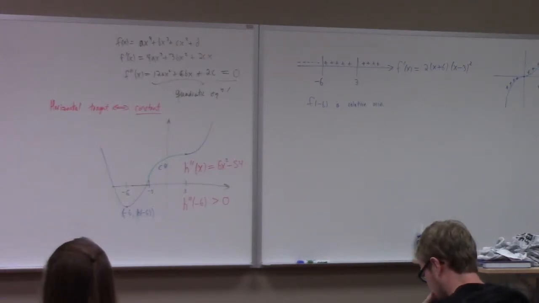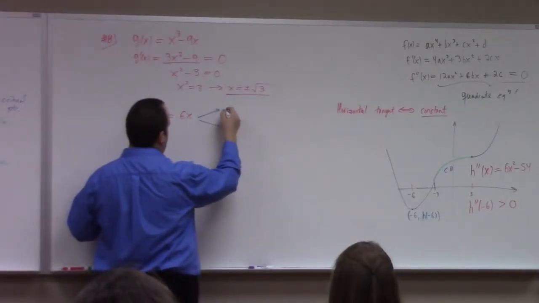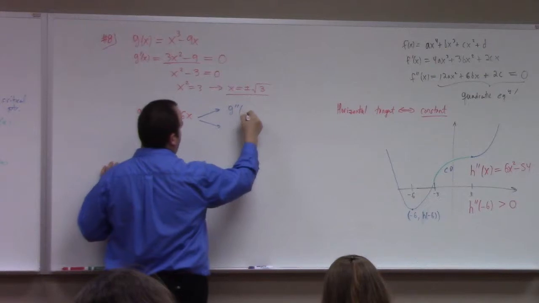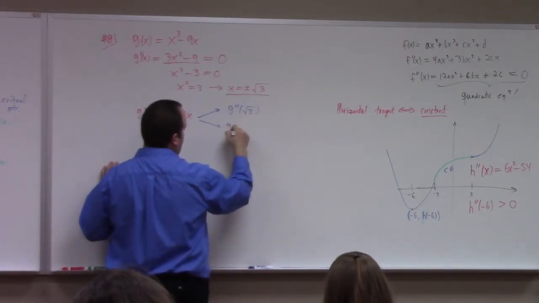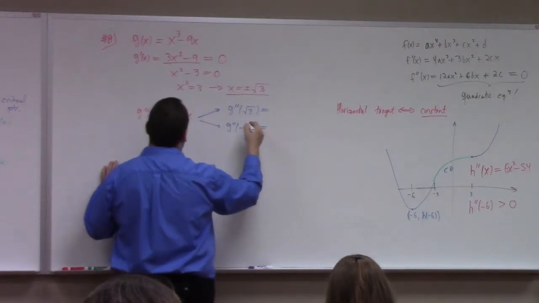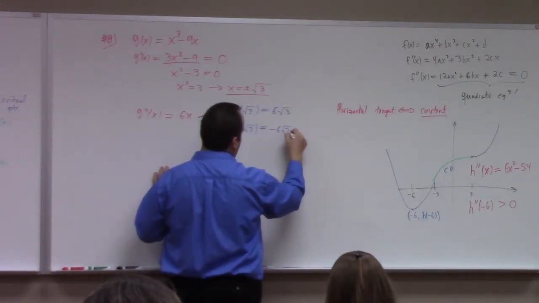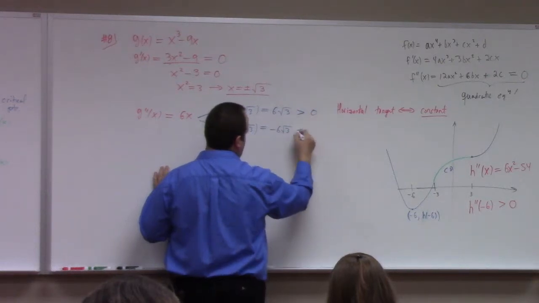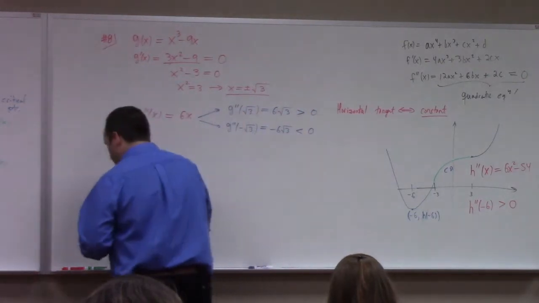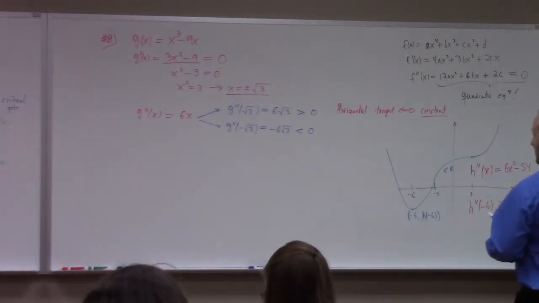Okay, so then you take this thing and you plug in your critical points. G prime prime of the square root of 3, g prime prime of minus the square root of 3. What do you get? You get 6 square root of 3. You get minus 6 square root of 3. This is positive. This is negative. What does that allow us to conclude?